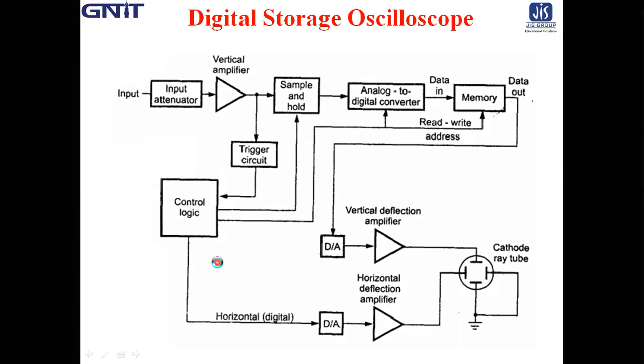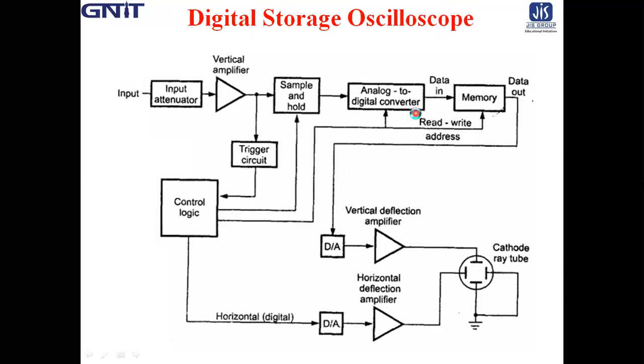The input signal is converted from analog to digital form and stored in the memory. See here, an analog to digital converter is present. The advantage of DSO is that it provides various information about the signal, particularly about the input signal. The digital data are again converted to analog to view the display on the screen of the CRT.